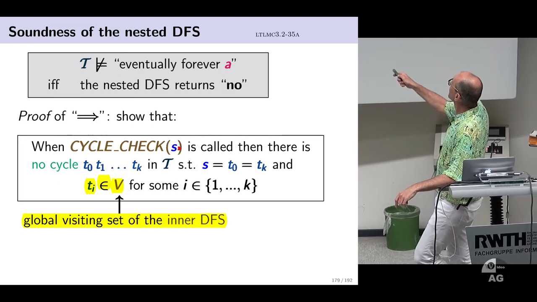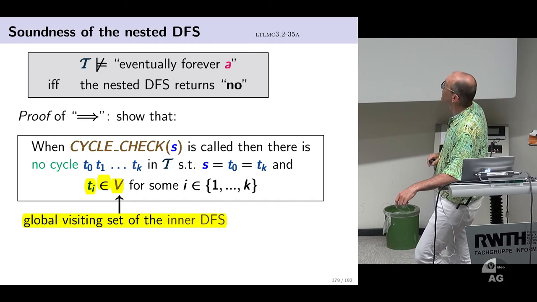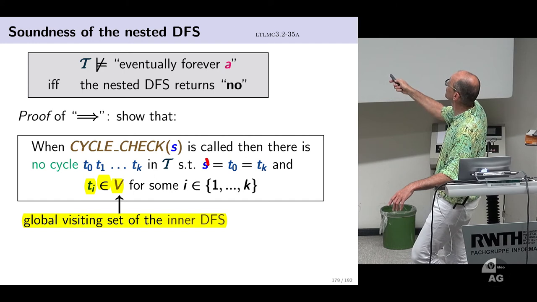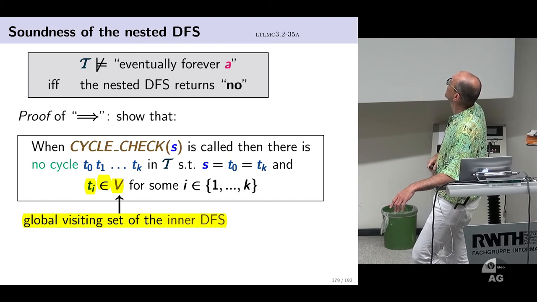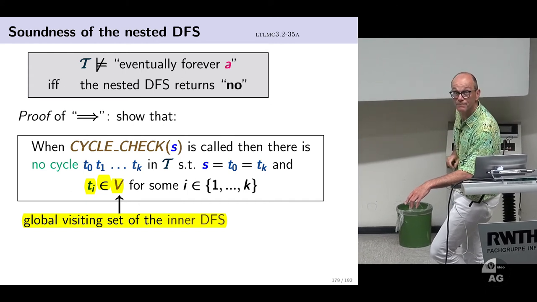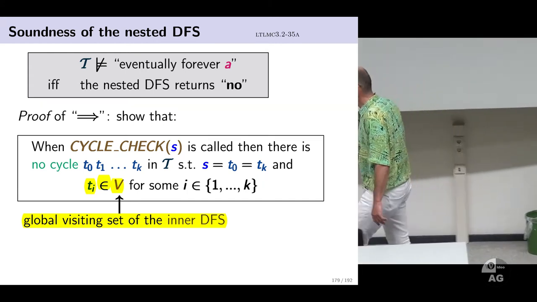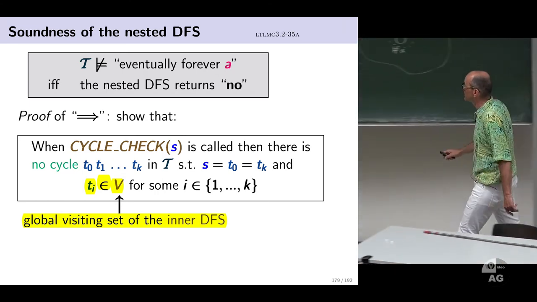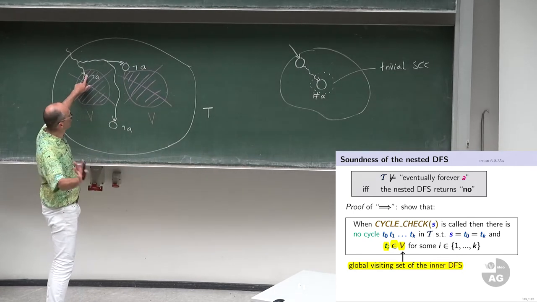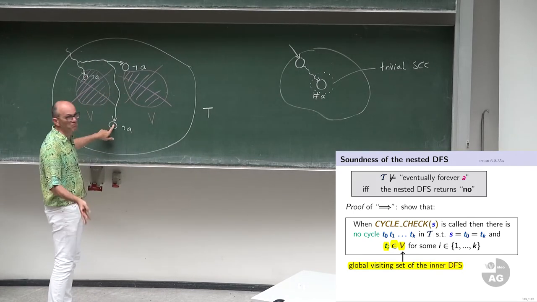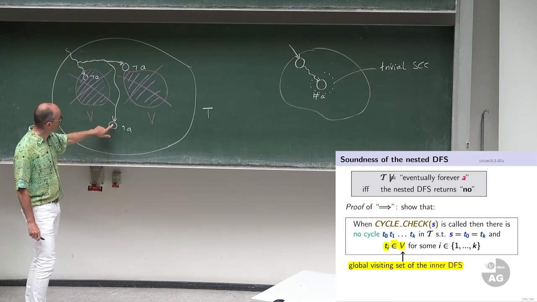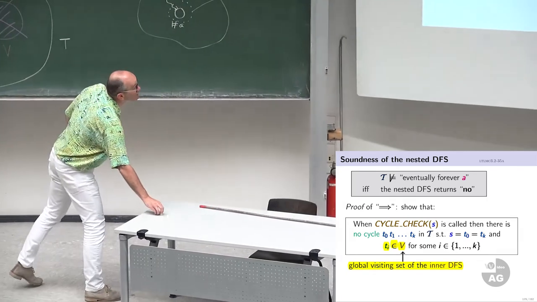So if you invoke the cycle check, then there is no cycle in my original transition system that contains S, such that those cycles belong to the dashed area. So go back to this state. The statement is saying, okay, this is the situation. We have found this state, not on a cycle. That state, not on a cycle. This one, maybe, we're not here. So we are going to invoke the cycle check for this state. Let's call this state S.